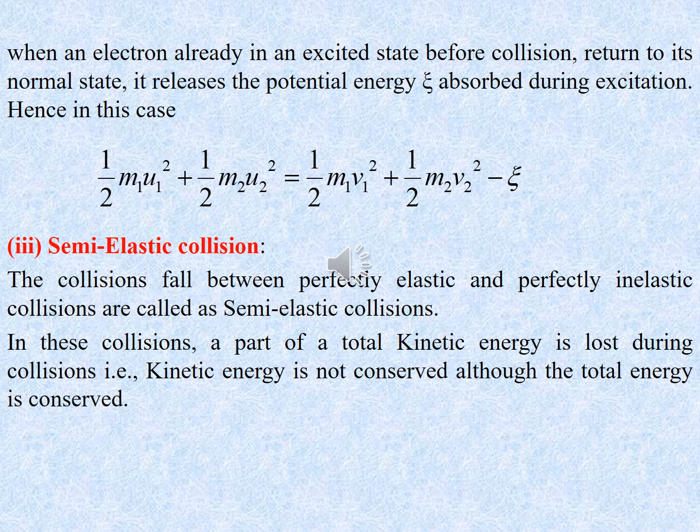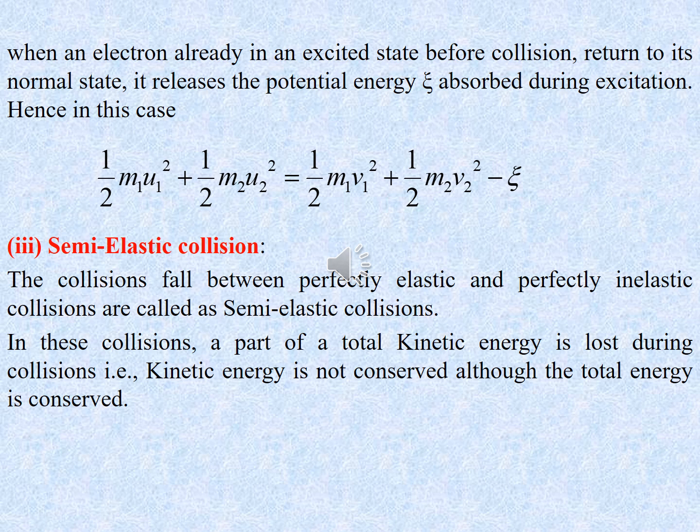If the electron is already in an excited state before collision and returns to its normal state, it releases the potential energy zeta absorbed during the excitation. Hence the equation can be written like this: half m1 u1 square plus half m2 u2 square is equal to half m1 v1 square plus half m2 v2 square minus zeta.